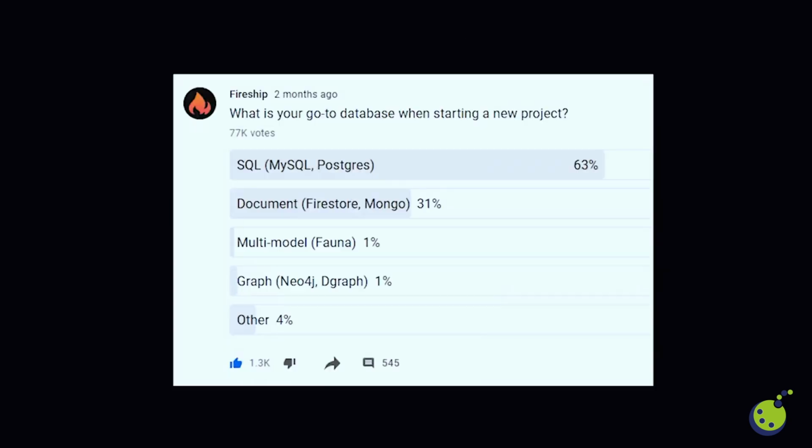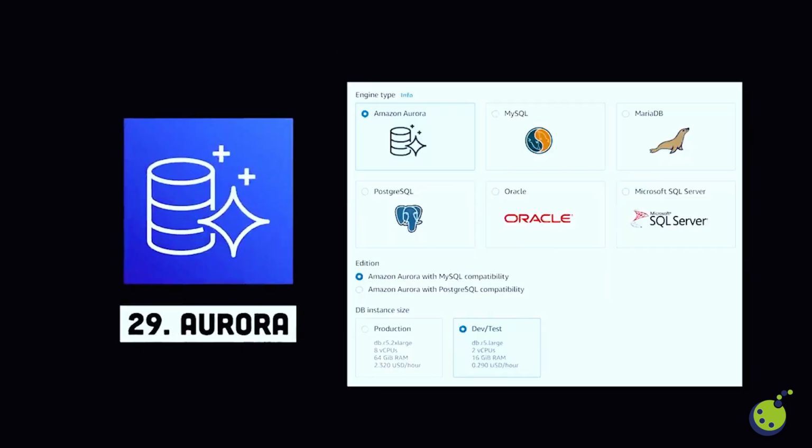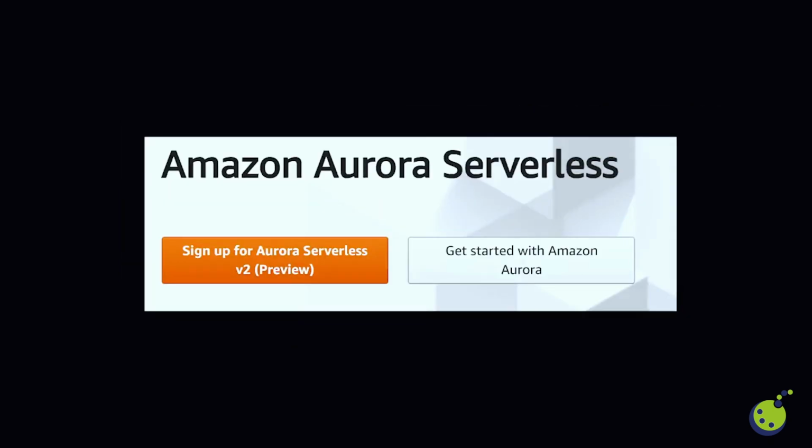But the majority of developers out there will opt for a traditional relational SQL database. Amazon Relational Database Service, RDS, supports a variety of different SQL flavors and can fully manage things like backups, patching, and scale. But Amazon also offers its own proprietary flavor of SQL called Aurora. It's compatible with Postgres or MySQL and can be operated with better performance at a lower cost. In addition, Aurora offers a new serverless option that makes it even easier to scale, and you only pay for the actual time that the database is in use.